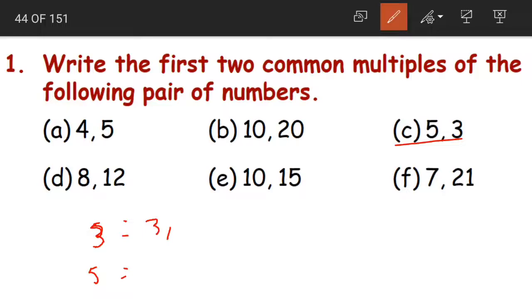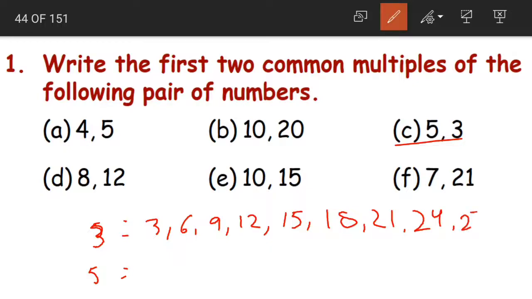We have 3 ones are 3, 3 twos are 6, 3 threes are 9, 3 fours are 12, 3 fives are 15, 3 sixes are 18, 3 sevens are 21, 3 eights are 24, 3 nines are 27 and 3 tens are 30. The first 10 multiples of 3. In the same way, let us write the first 10 multiples of 5. See, I have missed a number here. What should you write, children? We should write the first 10 multiples of 5 as well.